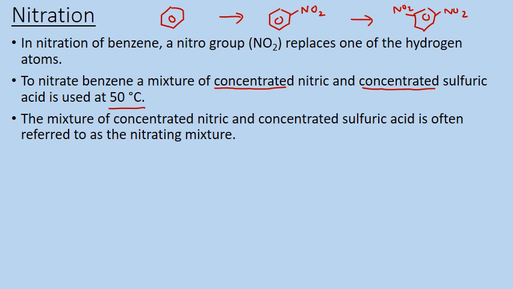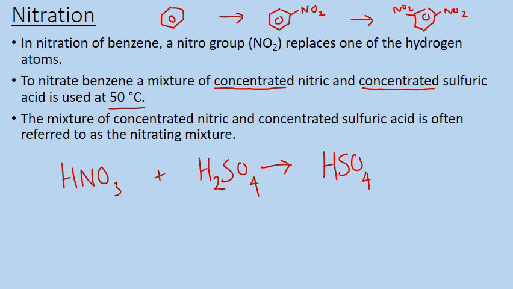I'm going to show you what happens here, because again, this is very common in the exam for you to be asked to show what happens when you mix these two together. So what we do is we add nitric acid with sulfuric acid. Now, sulfuric acid is in fact a stronger acid than nitric acid. So it forces the nitric acid to accept the proton, and sulfuric acid will act as an acid. So we end up with HSO4-. The sulfuric acid has lost a H+.